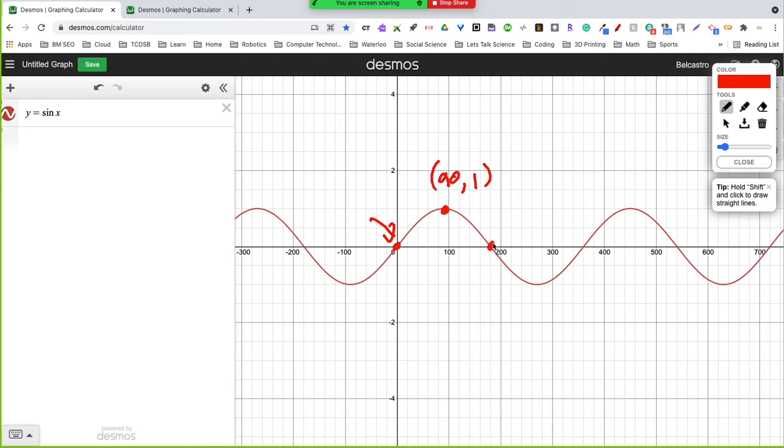Then we come back down and we're at 180 and 0. Down here becomes 270 and, oops, sorry, that's not 0, the y value is -1. And then finally at 360 and 0. Remember that this is the x value and this is the y value.